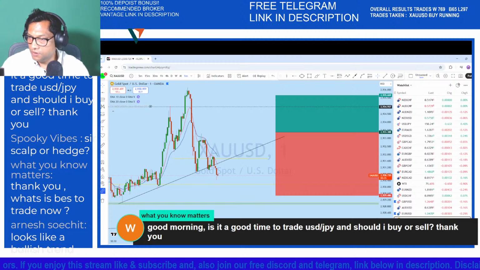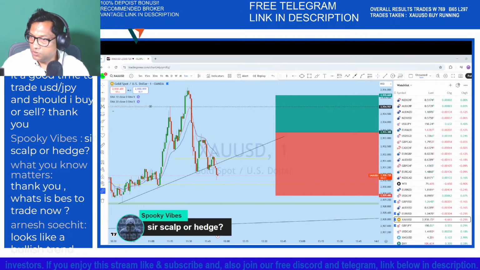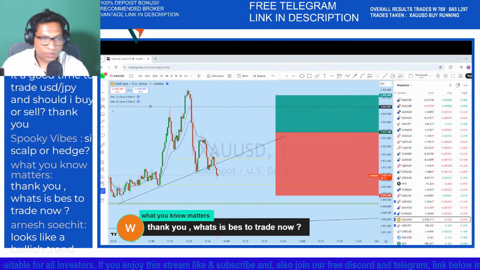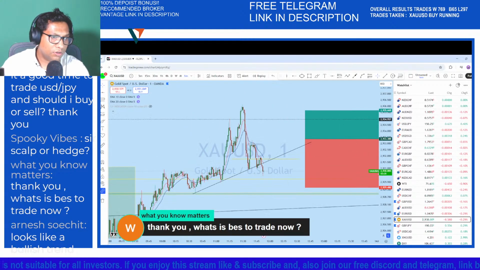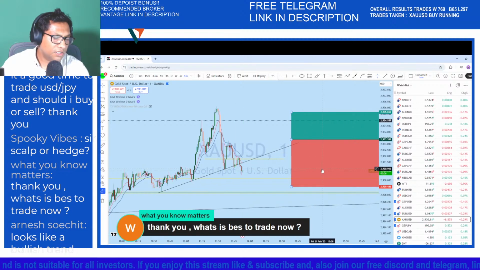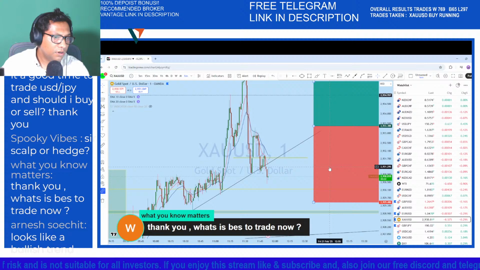So scalp or hedge. We are scalping here. What is the best to trade now? Looks like a bullish trend. The long-term trend is bullish. We are on an XAUSD trade, on a bullish trade, and waiting for the market to have a bounce here. That's what we're waiting for.